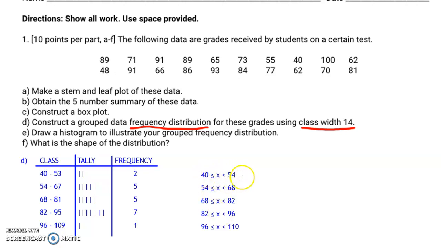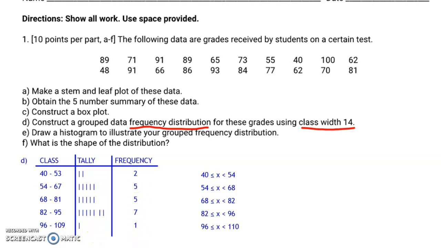Using an inequality like this is called interval notation. You can use this notation or you can use this notation. It is up to you. That is letter D, and notice that these tallies correspond to these frequencies. There were 2 different values between 40 and 53, so we wrote that out as 2. There were 5 different values from 54 to 67. We wrote that out as 5, etc., and so forth.